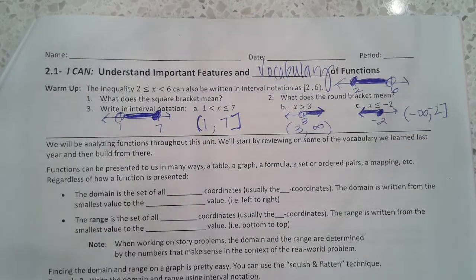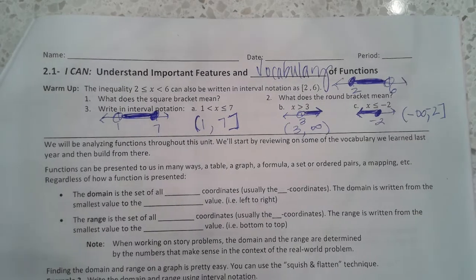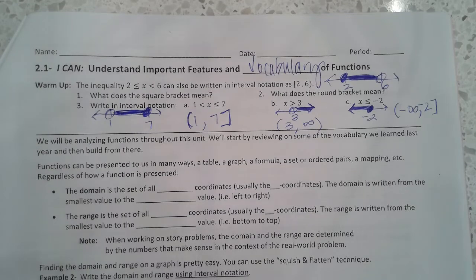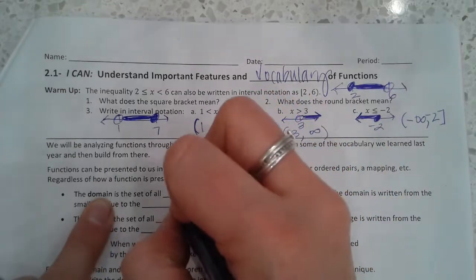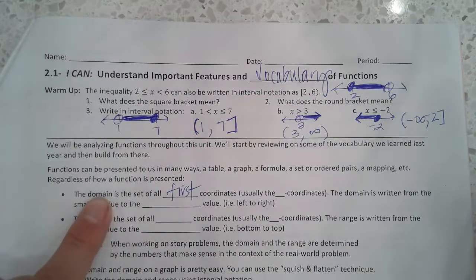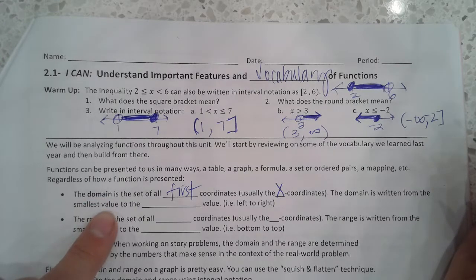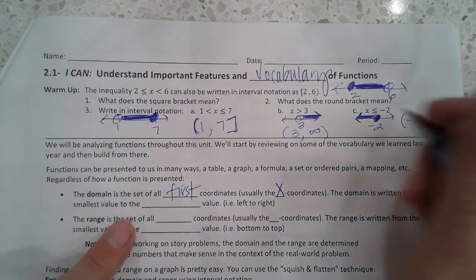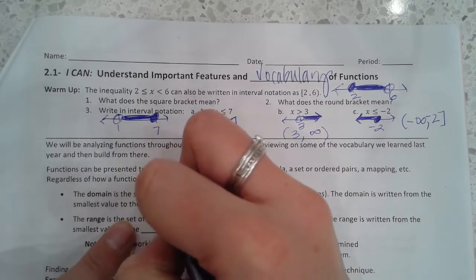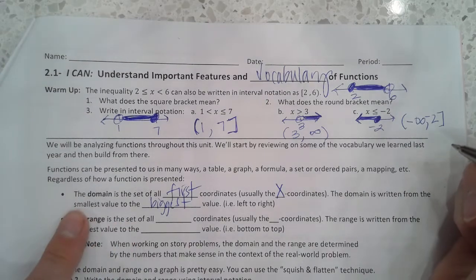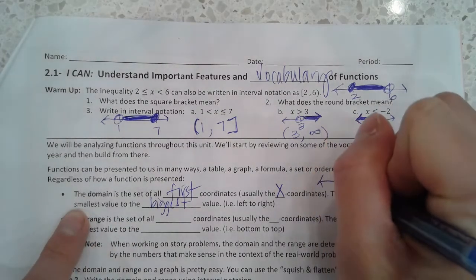So we're going to apply this idea that we've learned and talked about in Secondary 1 to graphs, which we haven't done before. So we're going to be specifically talking about the domain and the range. The domain is the set of all of the first coordinates, usually the x. Okay, so the domain is written from the smallest to the largest value. It's our x numbers, so our left and our right.